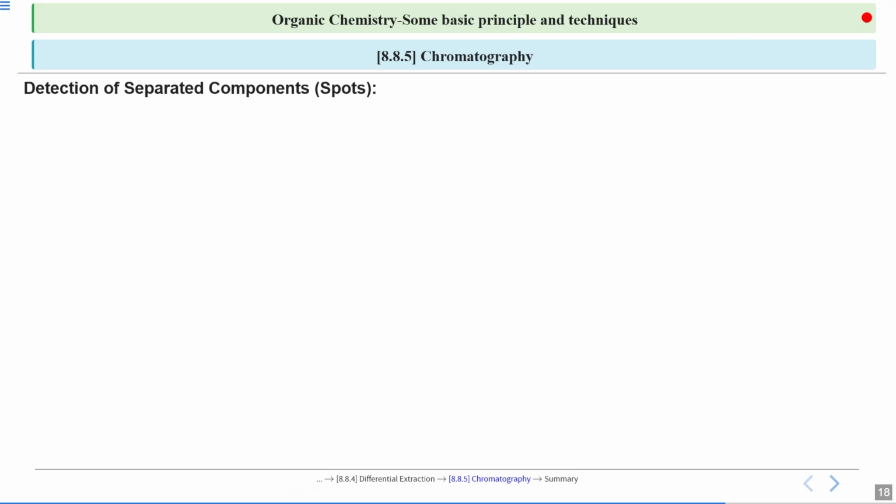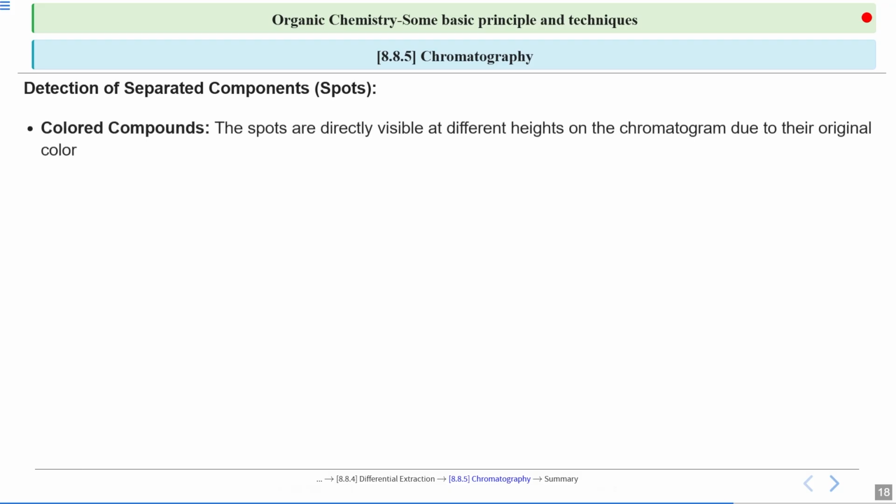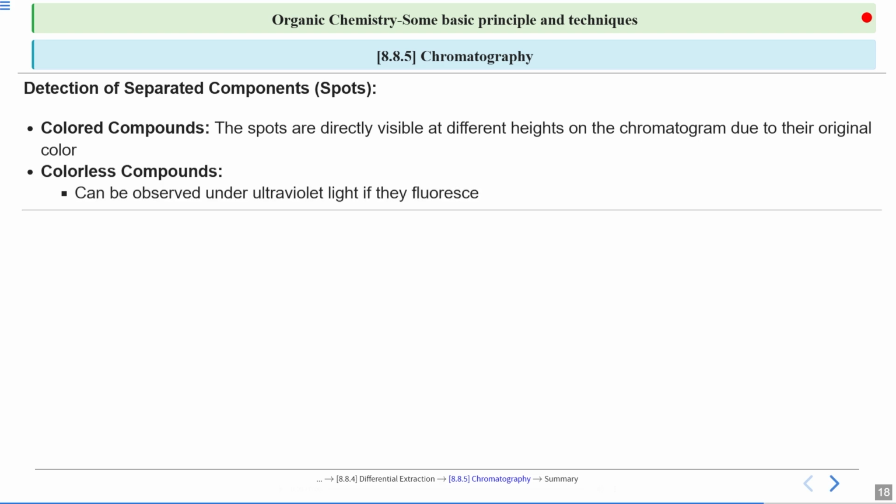Now what is detection of components? The last one, similar to that, you can see a colored spot. Most compounds have an inherent color, and due to that color you are able to see different spots telling you that the mixture is containing different components. If it is a colorless compound, in that case you have to observe it under ultraviolet rays, because some of them can show fluorescence, so they can be observed under ultraviolet light.